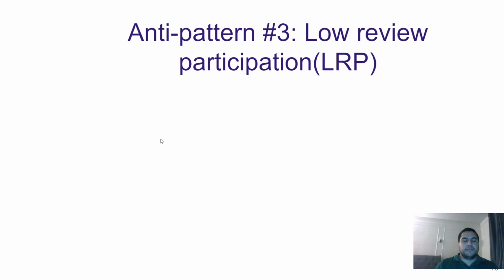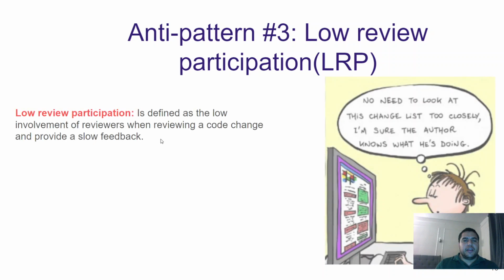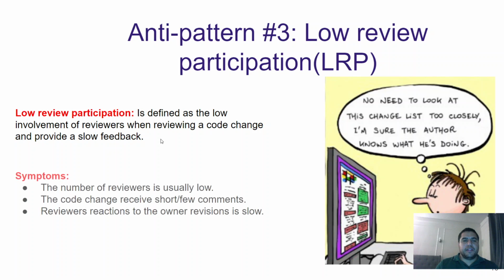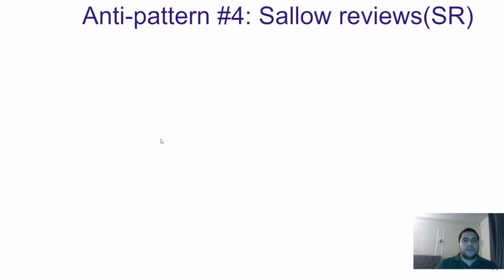The third anti-pattern is called low review participation, and it is defined when the reviewers are not involved in the process and provide slow feedback. It can be detected either when the number of reviewers is low, or the code change receives few short comments, or the reviewers' reaction to the owner's revisions is slow.